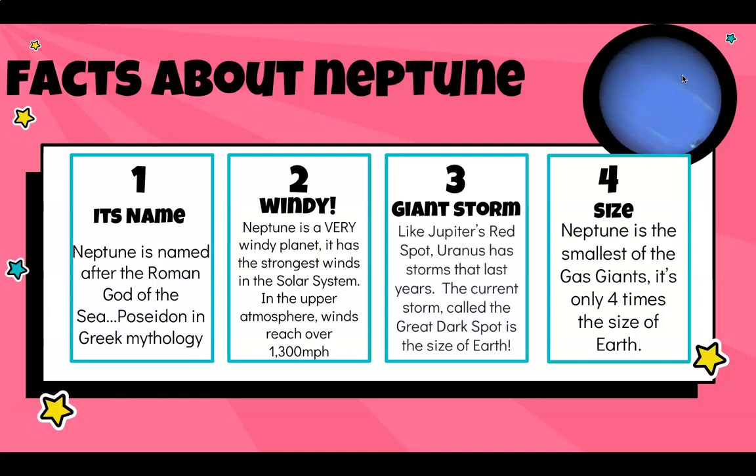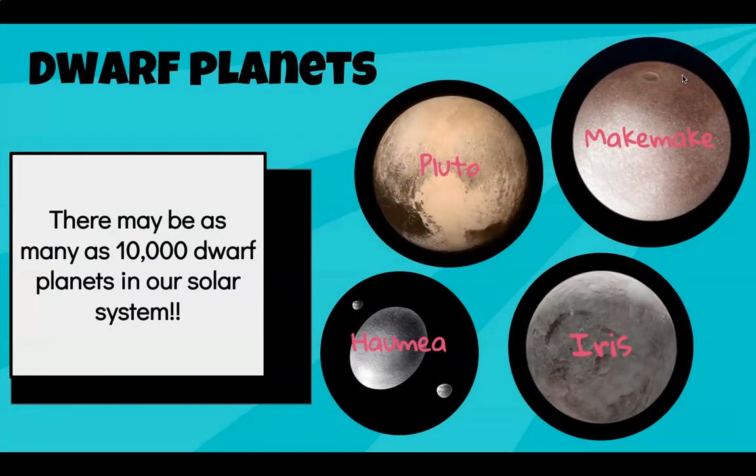So past Neptune, we have the Oort cloud, but we also have dwarf planets. So scientists think there may be as many as 10,000 dwarf planets in our solar system. And as we started discovering these planets, we started to realize that Pluto could not be a planet. And there's lots of reasons why we're going to talk about. Here are 4 of the dwarf planets that are past Neptune. We have Pluto, Makemake, Eris, and Haumea. I'm not sure how to pronounce that.